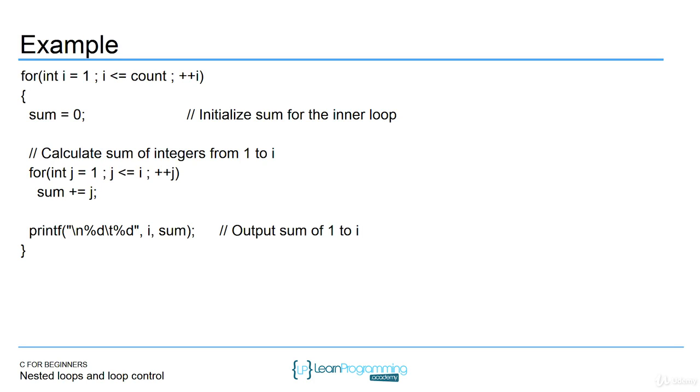In this case, it's a counter-controlled loop. We're starting at 1 and we're going all the way to count. We don't know what count is here. It doesn't matter. In the body of the for loop, we're saying sum equals 0, initializing the sum for the inner loop. And then inside the inner loop, we see another for loop, for int j equals 1, j is less than or equal to i, and j plus plus. We then say sum plus equals j. We're calculating the sum of the integers from 1 to i.